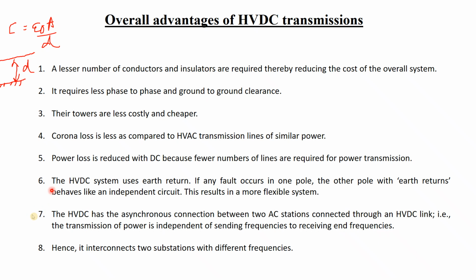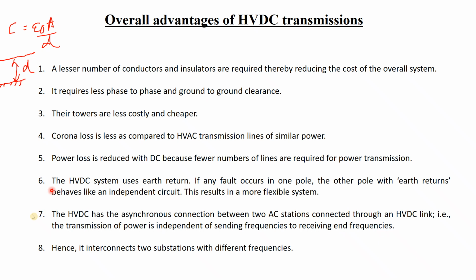Power loss is reduced because DC has a fewer number of lines. So this is already known to you. The power loss is reduced not only because we are using one conductor less, so 33% reduced, and also the voltage drop is reduced because the inductive reactance is not there.